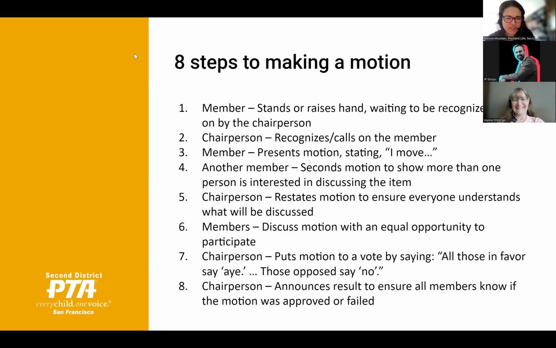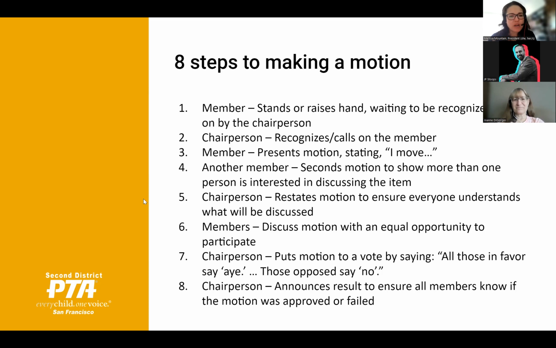It doesn't need to be like that, but I do recommend that you get really familiar and comfortable with the 8 steps to a motion. And I also like to break it down, because 8 steps, that's a lot. The first step, let's just start with that, is that you have to be recognized. So the chair or the president would recognize you. So we're already on to step 2.